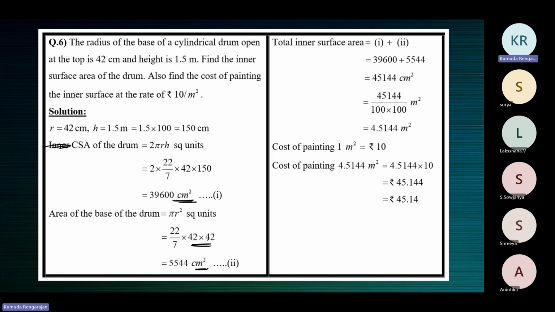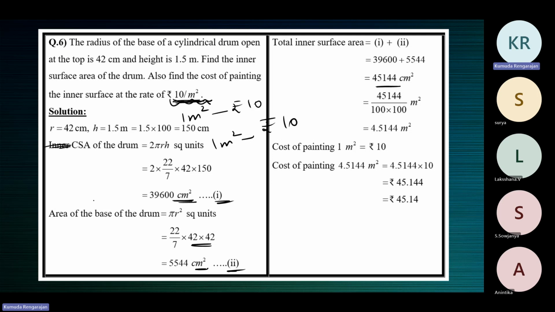Now we need to find the sum of these two areas. So the total inner surface area is 1 plus 2, this one plus this one. That gives you 45,144 centimeters square. But the rate is given per meter square. 1 meter square costs rupees 10. To paint 1 meter square, the rate is rupees 10. Since the rate is given per meter square, we need to convert this area to meter square. The area, in my calculation, is in centimeter square, so I need to convert that to meter square.